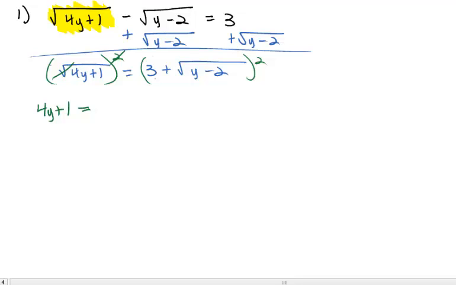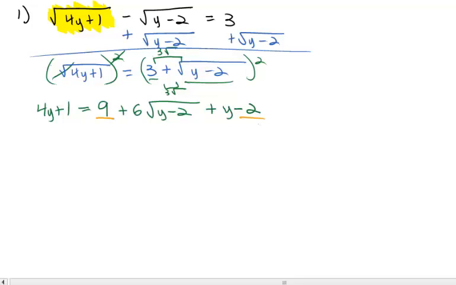This is a binomial with two parts to it, just like 3 plus x. This is 3 plus the square root of y minus 2. The 3 squared is a 9. Then we multiply them together, giving us 3 square roots and 3 square roots, or a total of 6 square roots of y minus 2. Plus, when we square the last term, the square root goes away, leaving behind y minus 2.